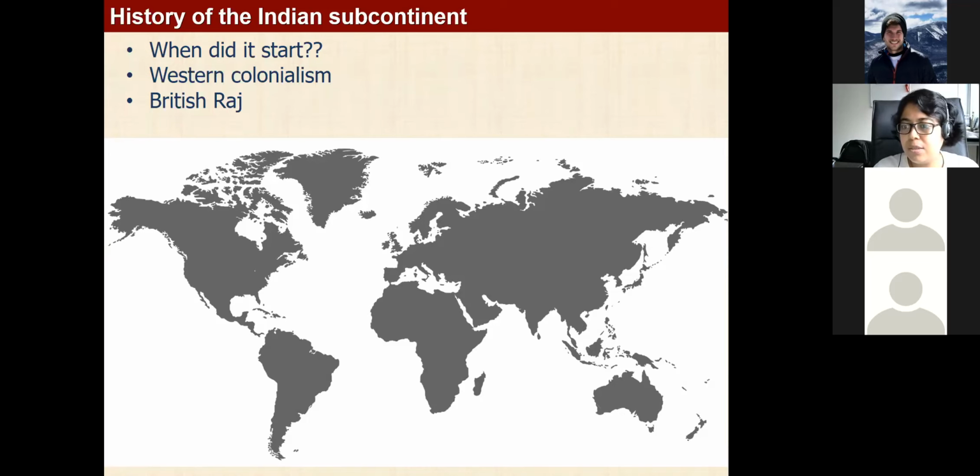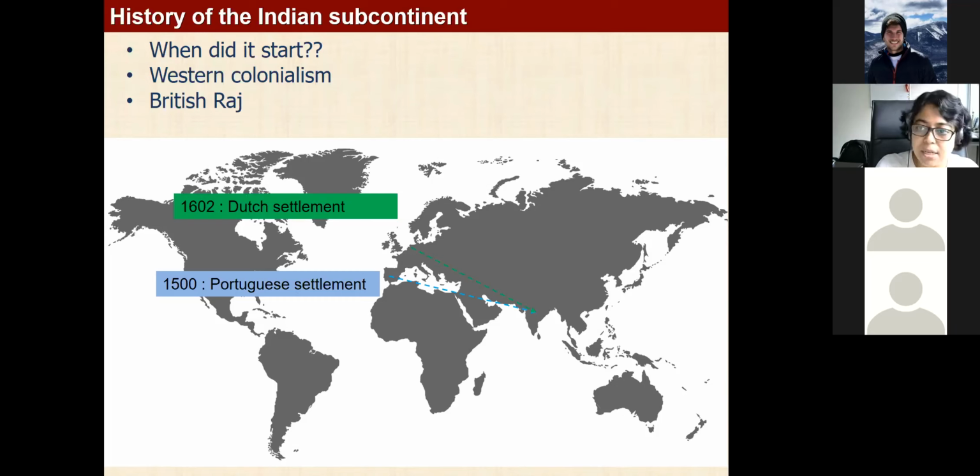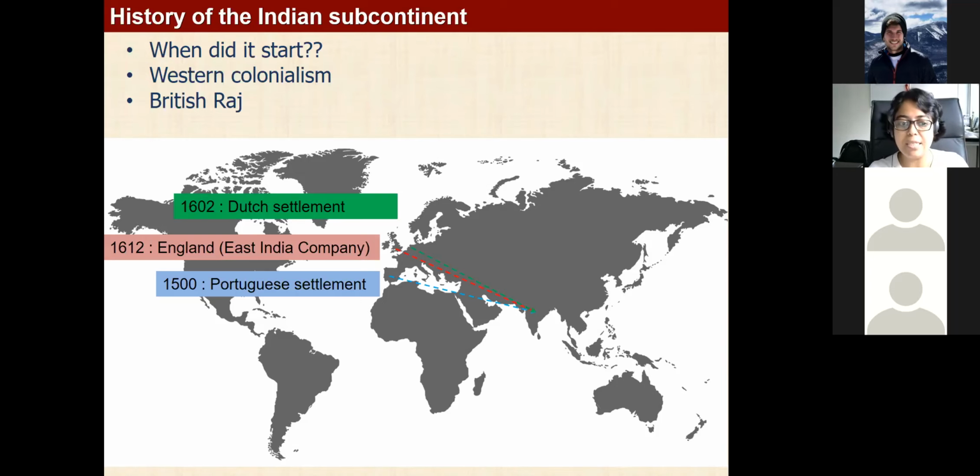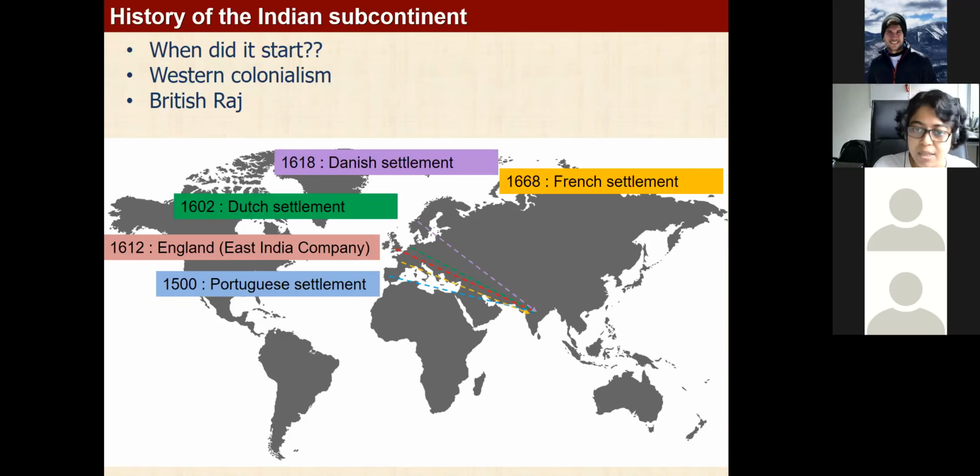So the history of colonialism in India is quite old, and it started with the Portuguese settlement around 1500, and then followed by Dutch settlement, followed by England, but it was still under the name of East India Company, which started in 1612, followed by Danish settlement in 1618, then French settlement in 1668, and finally, from 1857, it was completely taken over by the British colonial power.